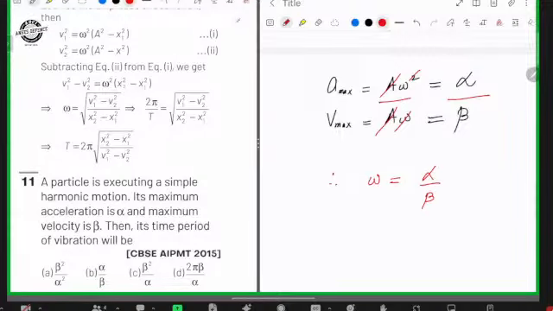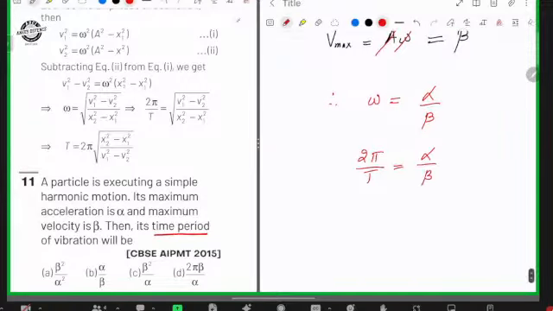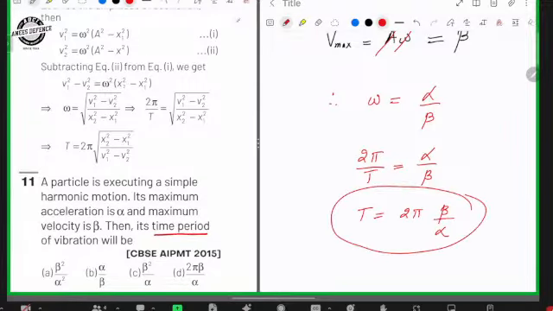And we need to find the time period. So let us put 2 pi by capital T as omega, that is equal to alpha upon beta. Therefore, time period would be equal to 2 pi beta by alpha. This is my answer. 2 pi beta by alpha, option number D is correct.